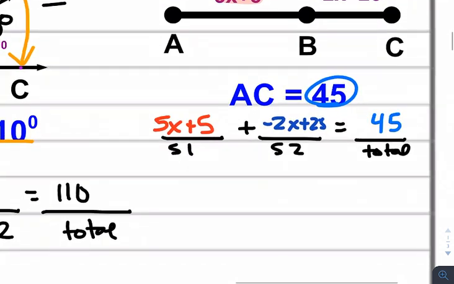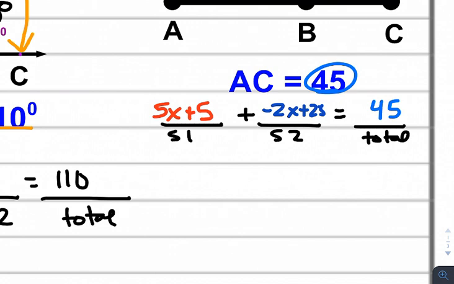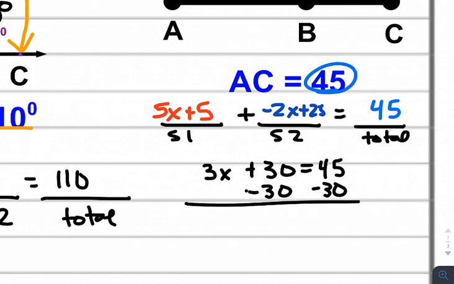5x minus 2x gives us 3x's, 5 plus 25 gives us 30, and that's equal to 45. So we're able to set up an equation and now solve for it. And so algebraically, we subtract 30 from both sides. 3x is equal to 15, divide by 3's, x is equal to 5.